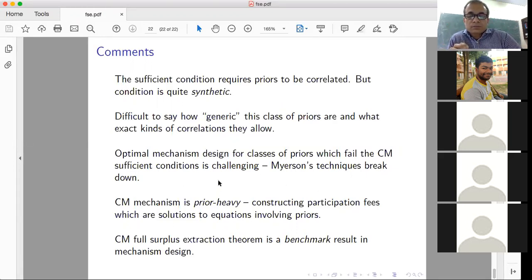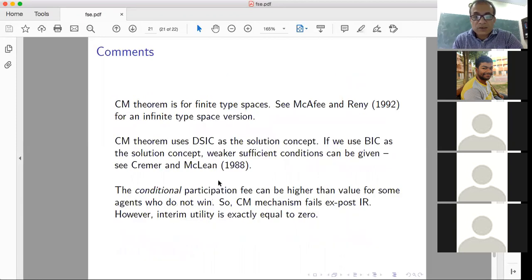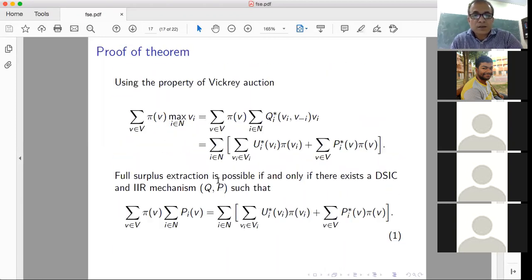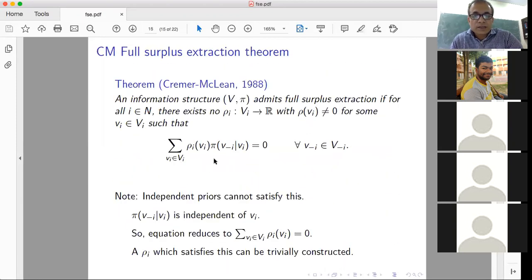Sir, is the class of priors a convex set? Yes, of course it will be a convex set, because if you take two priors which satisfy this condition, then you can show that any convex combination of them would also satisfy this condition. I think I need to think more, but I think it's true.